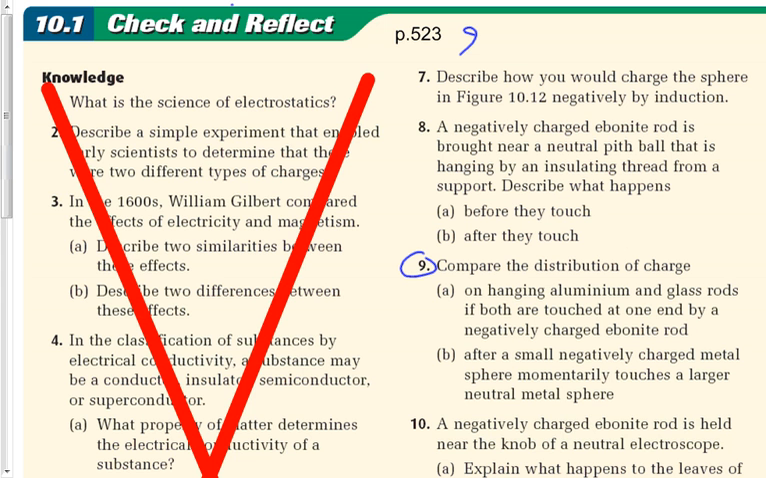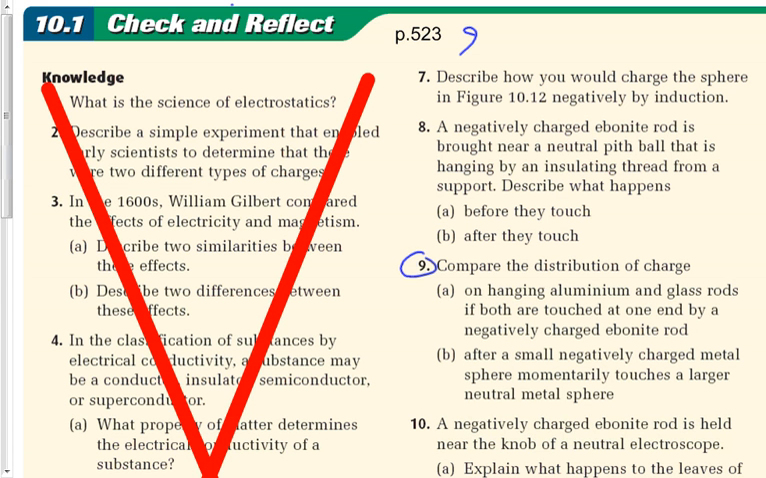Number 9 says, compare the distribution of charge on hanging aluminum and glass rods that both are touched at one end by a negatively charged ebonite rod. What's the difference between an aluminum and a glass rod? That's what we've got to look at first here, right? Why would there be a difference in the distribution of charges?